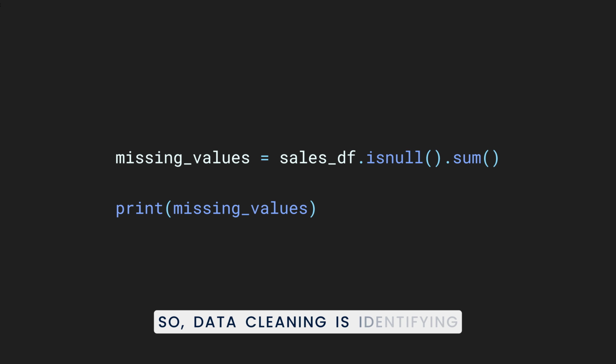So, data cleaning is identifying missing values in your dataset. The isnull method returns a data frame of the same shape as the original, but with Boolean values, true where values are missing and false where values are present. When we chain the sum method, it counts the number of true values in each column, effectively giving us a count of missing values per column.